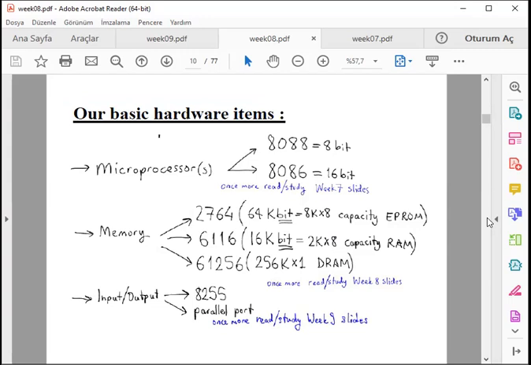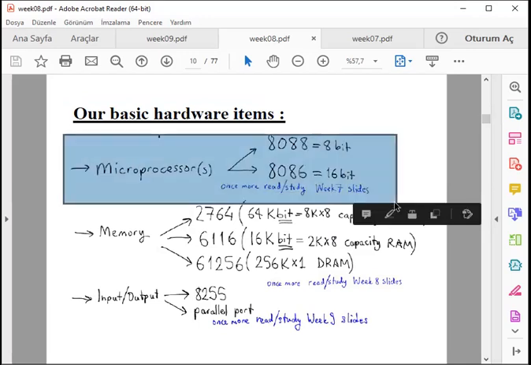So when we want to start the hardware of the x86, our basic hardware item would definitely be the microprocessor. We have two choices, either the 8-bit 8088 or the 16-bit 8086. Those are the ancestors of today's microprocessors, where today we can handle up to 32 or 64 bits. But if we learn the basics of 8 or 16, then we can easily manage the powers of 2.